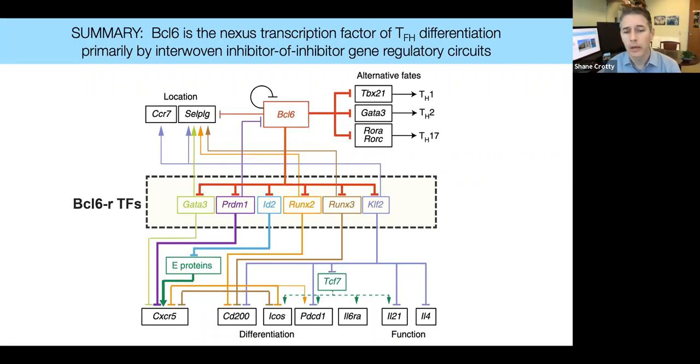I mean, the available data are definitely that Bcl-6 is continuously required for differentiation and function of TFH cells, and that's work, published work from other groups. We haven't published our data on that. In terms of whether transcription factors downstream, right, Bcl-6R transcription factors are required just in the differentiation stage or in the function stage, I think it's going to vary depending on the transcription factor.